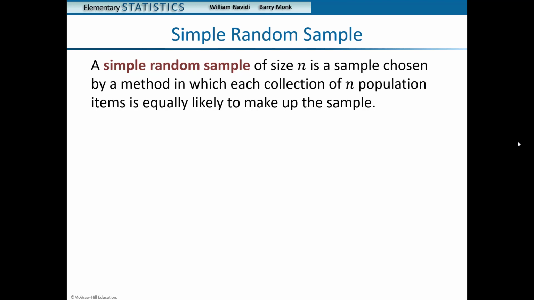The idea here is that if you do this well, in a truly randomized way, then every single one of the 10,000 tickets has an equal chance of being selected. We try to eliminate bias as much as possible. We want every ticket to have the same likelihood of being selected.